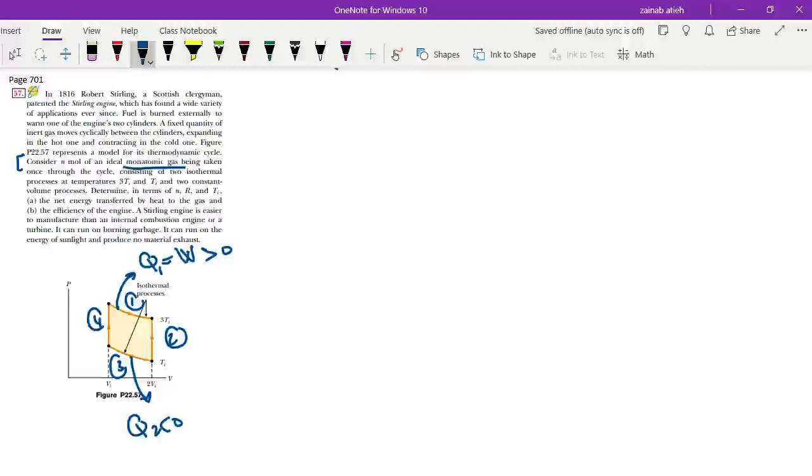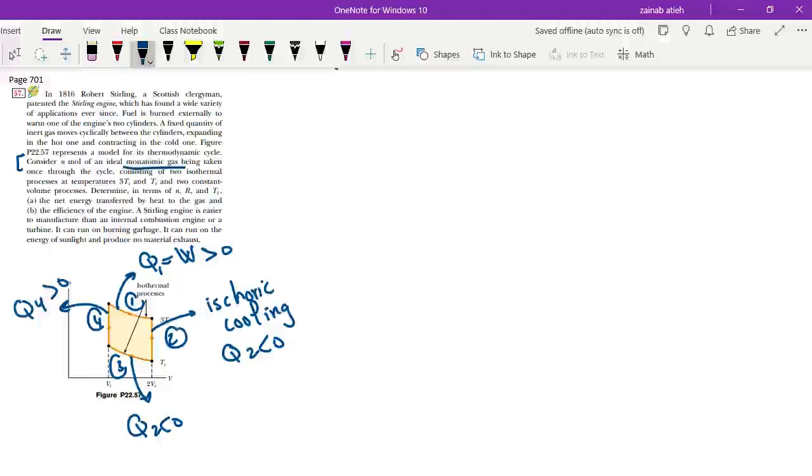The work is negative in the isothermal case. Here in the isochoric case, this is isochoric cooling. So in the case of cooling, temperature will decrease. So in this case, Q will be negative, and this is an isochoric heating. The Q4 will be positive because Q, remember, is equal to nCv delta T, the temperature is going up, so delta T will be positive, so Q4 will be positive. So this is the general information before starting the problem.